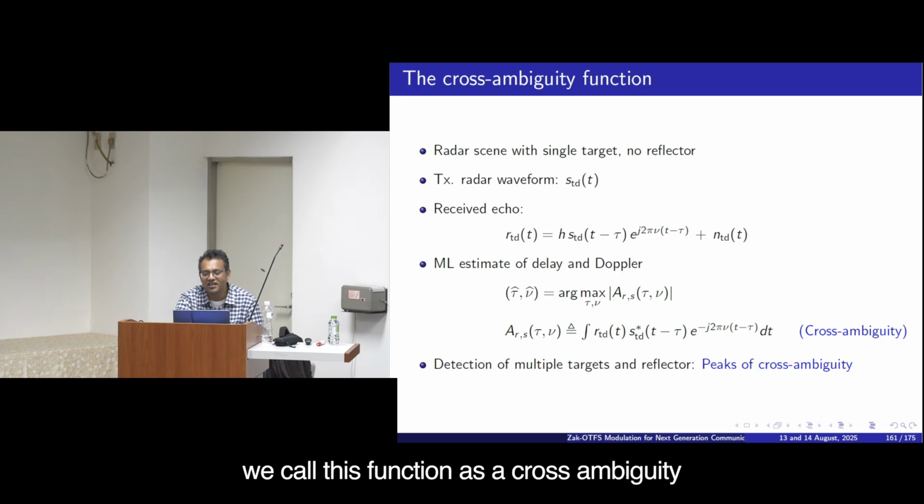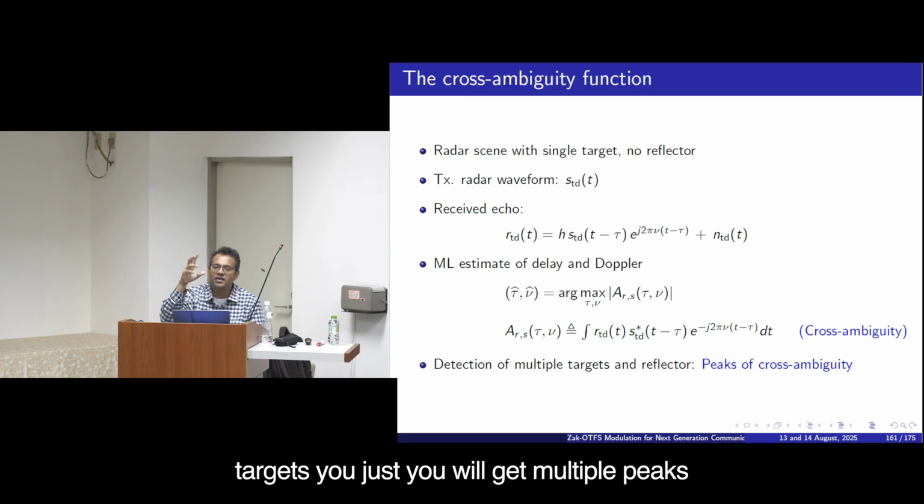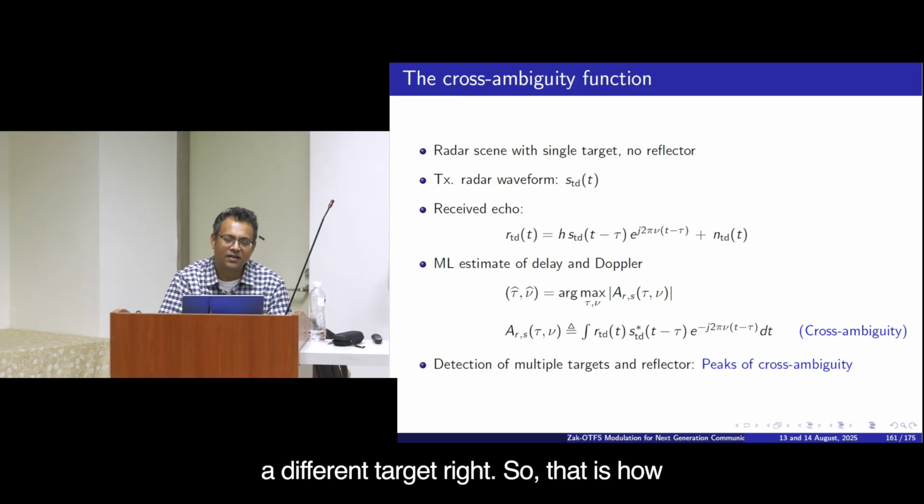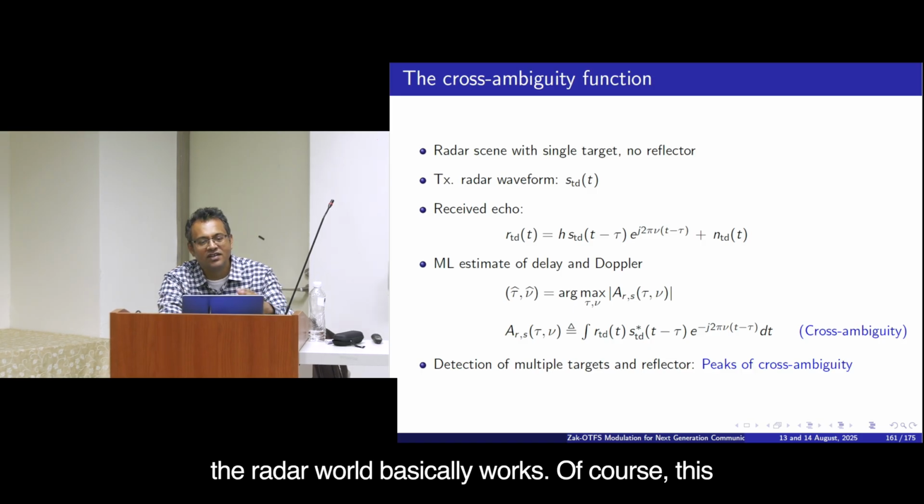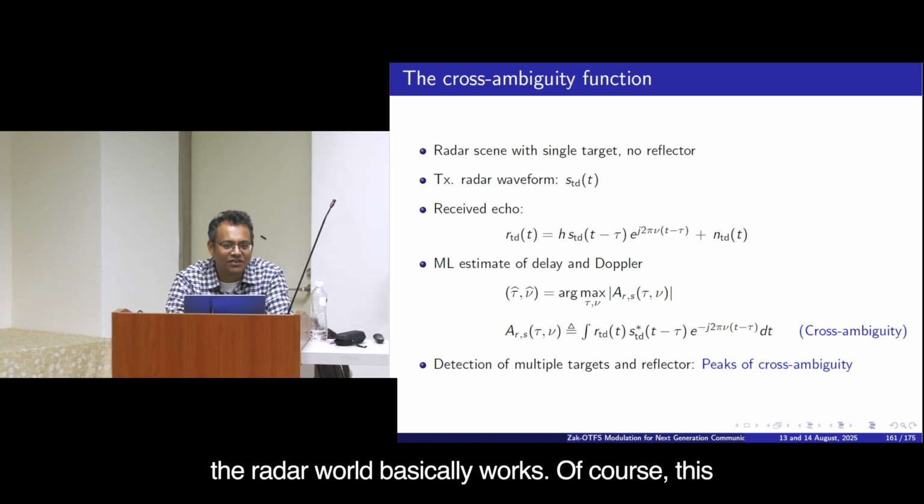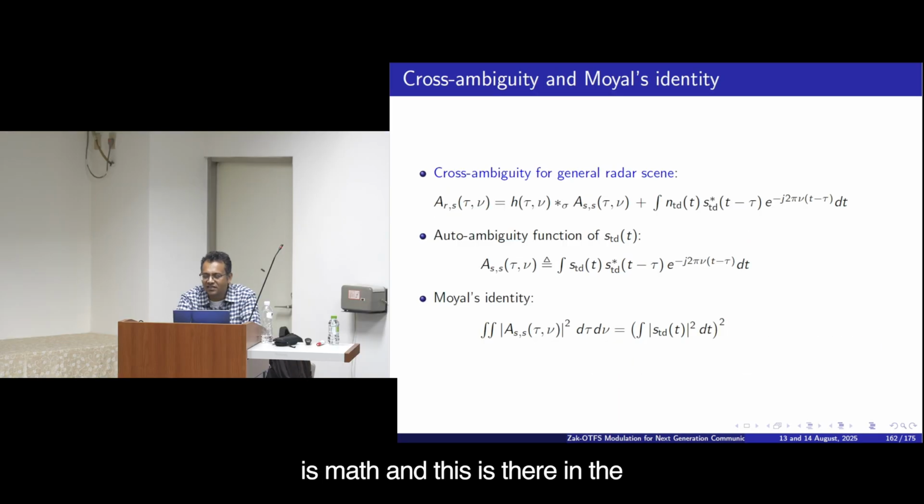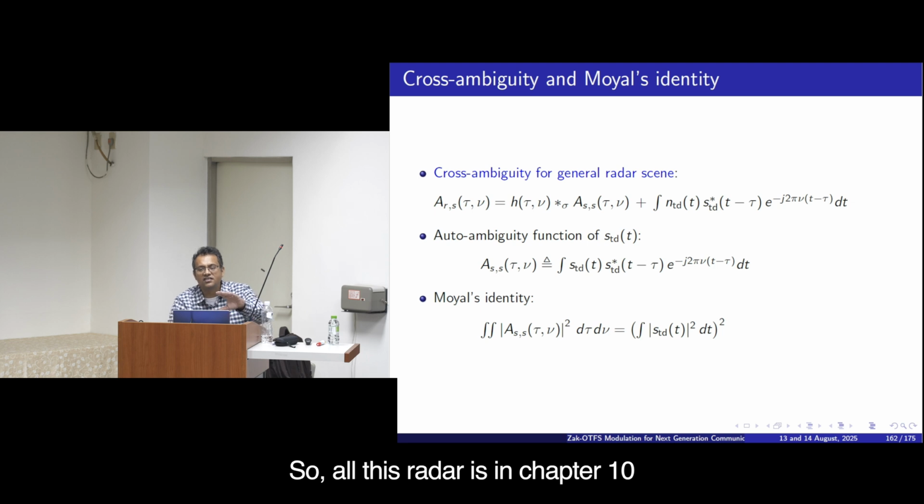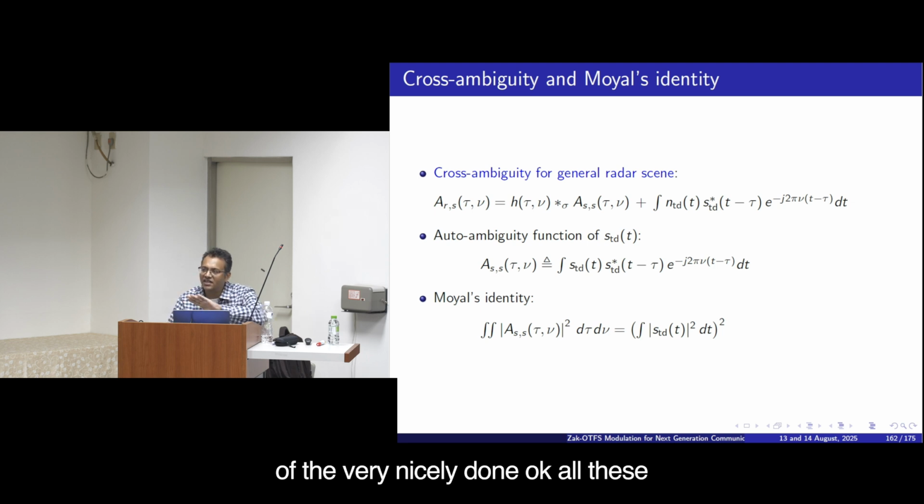We call this function the cross ambiguity function. When you have multiple targets, you will get multiple peaks of this cross ambiguity. Each peak is a different target. That is how the radar world basically works. Of course, this is math and it is there in the book, if you go and read that. All this radar is in chapter 10 of the textbook, very nicely done. All these basic things are there in chapter 10.